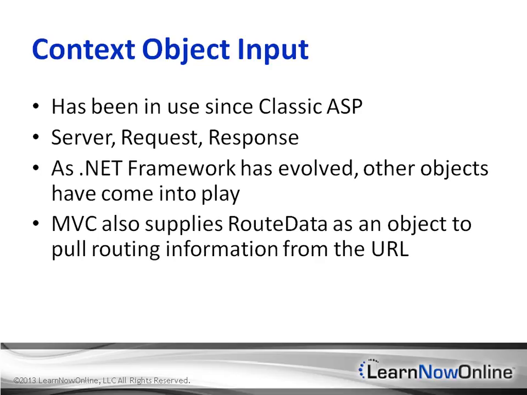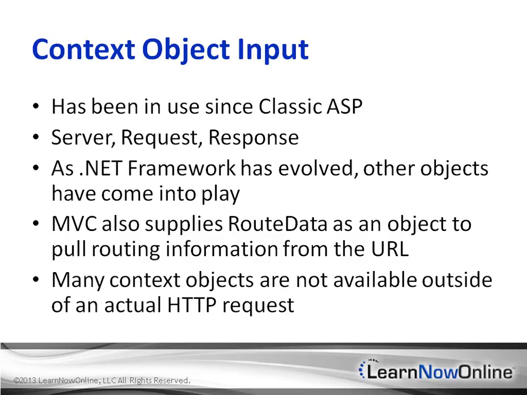For instance, MVC also supplies route data as an object, so you can pull routing information from the URL. So whenever a request comes to the MVC framework, right off the bat, we can pull out of the route data what the action was, what the controller was, and use that information in various ways.